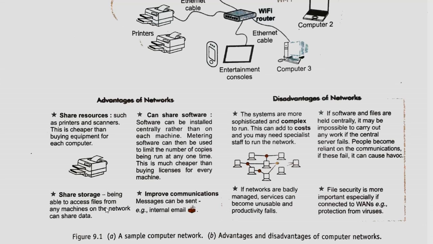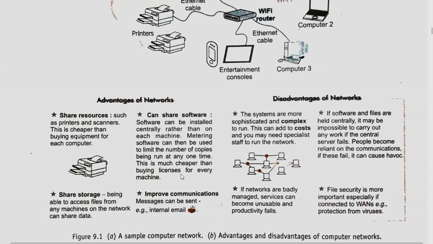Also, there is sharing of software. The software can be installed centrally, rather than on each machine. So if you have installed software on a single system, that can be installed centrally, rather than on each machine. Metering software can then be used to limit the number of copies being run at any one time. This is much cheaper than buying licenses for every machine.